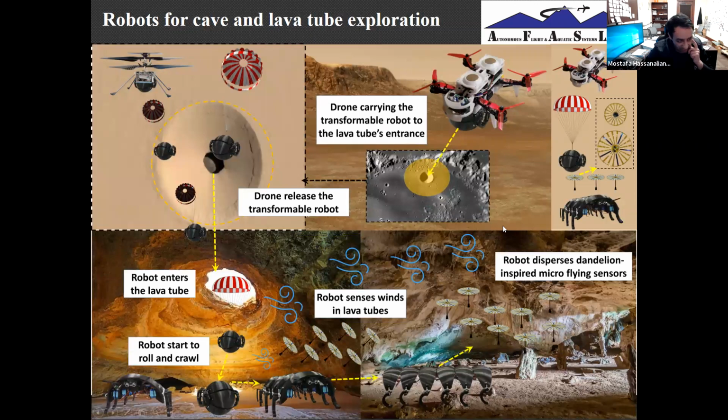This is one of the projects for which we have a proposal under review with NASA, basically having multi-agent systems of our robots to study Martian lava tubes. NASA is looking at Martian lava tubes as a potential habitat for astronauts. The main reason for looking at the subsurface is the extreme radiation, so they are looking at the subsurface.